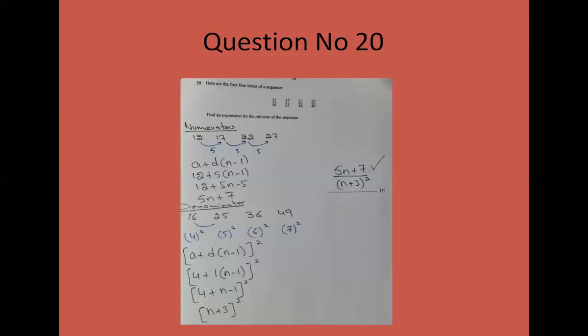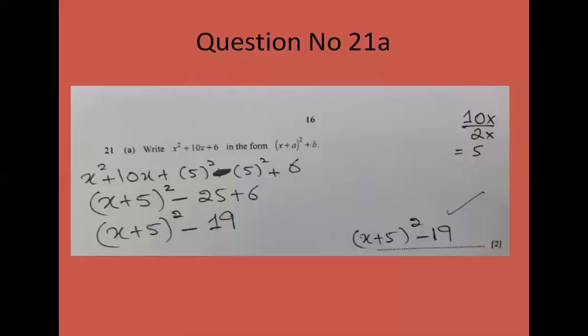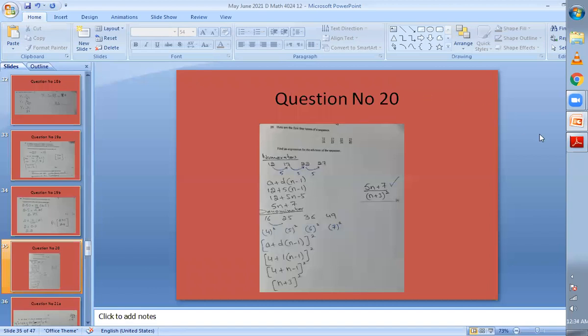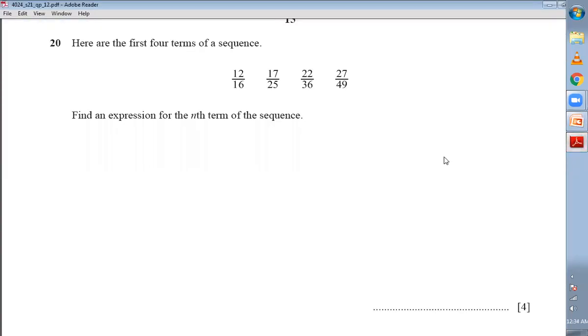This is question number 20 and a very good question, and these kind of questions come in Paper 1 every year. Okay, so that was question number 20. Okay, so let's go to the question paper.